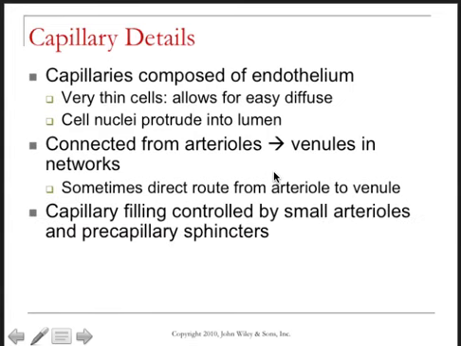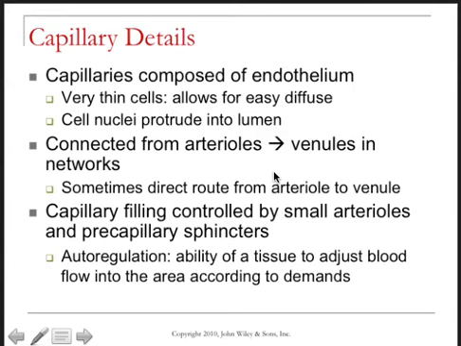Capillary filling is controlled by small arterioles and precapillary sphincters, and this is under the control again of smooth muscle. This autoregulation is basically the ability of a tissue to adjust blood flow into the area according to demands. And what would these demands be? Well, a lack of oxygen would be an example. A lack of nutrients would be another example.